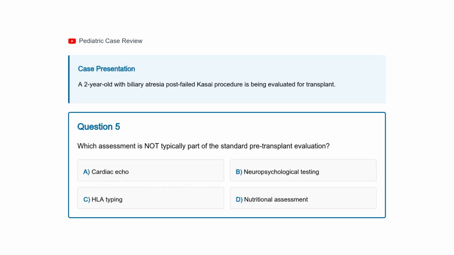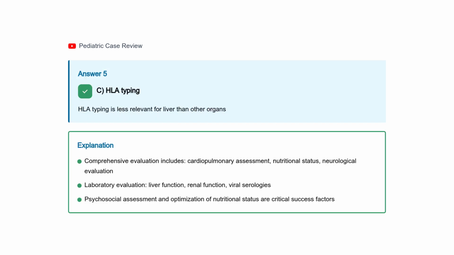A 2-year-old with biliary atresia post-failed Kasai procedure is being evaluated for transplant. Which assessment is not typically part of the standard pre-transplant evaluation? Option A, cardiac echo. Option B, neuropsychological testing. Option C, human leukocyte antigen typing. Option D, nutritional assessment. The correct answer is C, human leukocyte antigen typing.